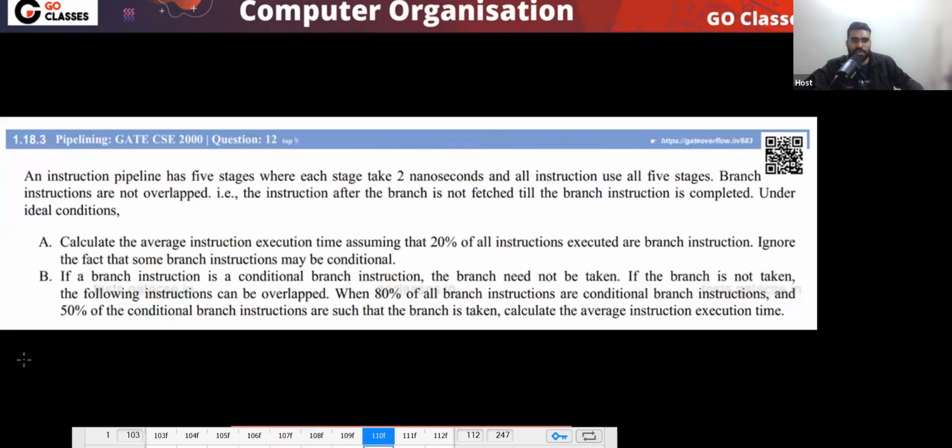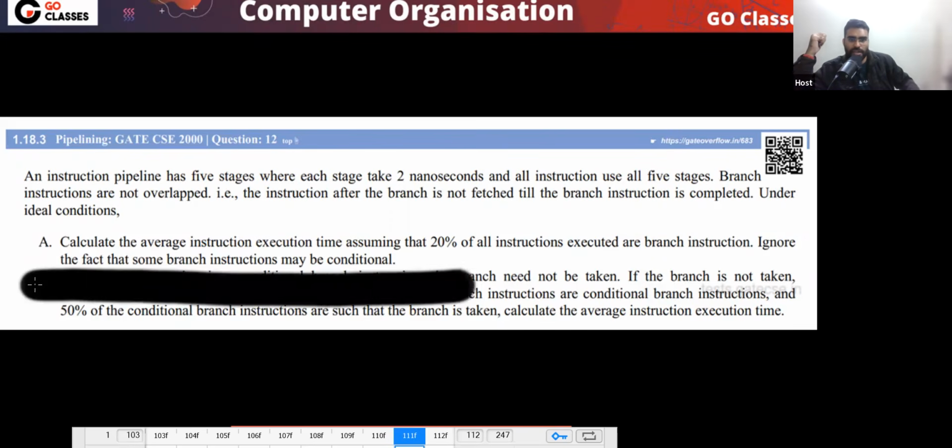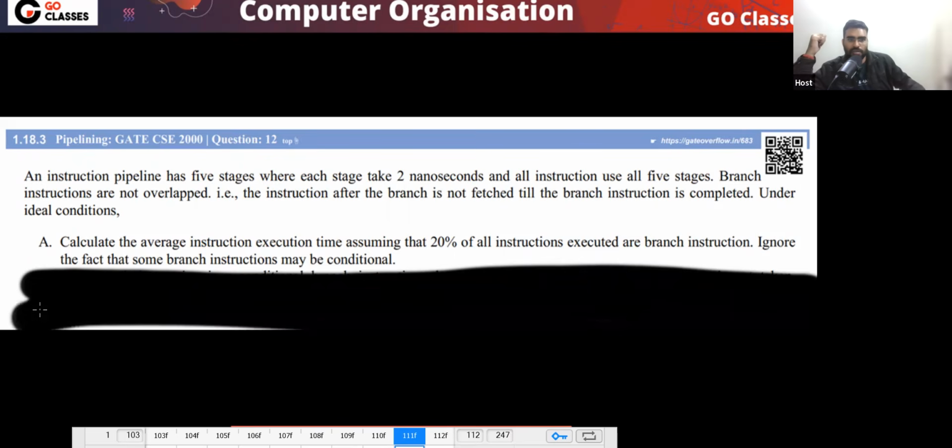Okay, let's move on. Let's see this GATE question. This is a beautiful question. Let's solve this. Let's focus on the first part only, part A. Then we will focus on part B. But first you focus on part A.